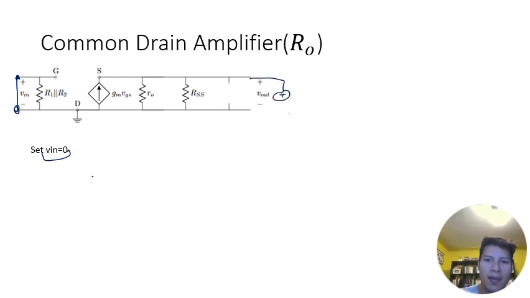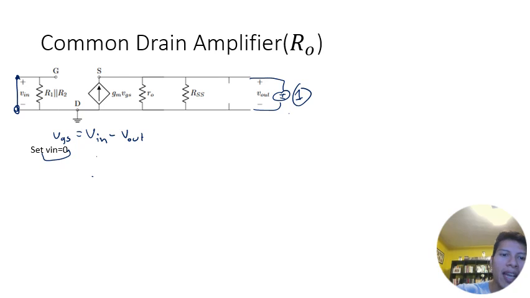here, equal to 1. And remember that VGS is still equal to Vin minus Vout. And since we plugged in 1 for Vout and we plugged in 0 for Vin, we're going to get that VGS is equal to negative 1, because it's minus Vout. So we have negative 1 here.